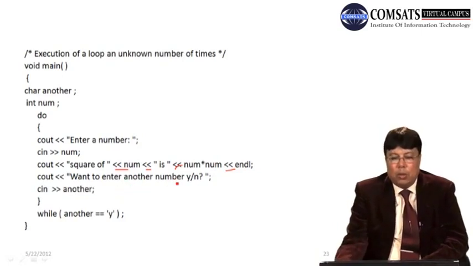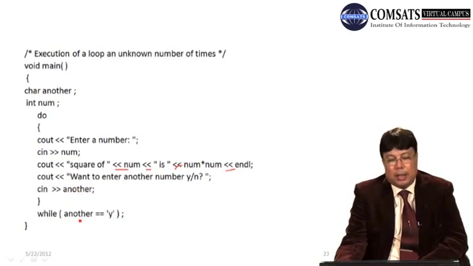Do you want to continue or want to enter another number? Yes or no? You will read the data in another. Another is a character that you have defined. So whatever character you type here will be read into this cin. And note that cin does not have any address operator now. Simple and easy. Use the variable name as it is. It will read the data in another.